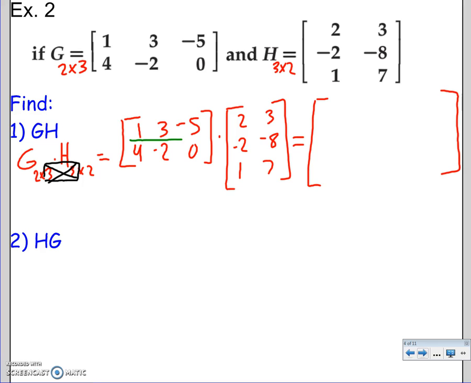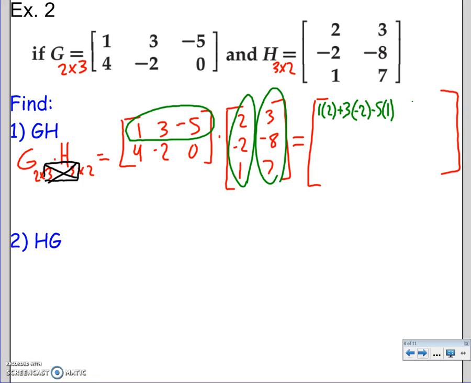So the first row of G times the first column of H. So 1 times 2 plus, let's pause at 3, times negative 2. And that's the negative, so minus 5 times 1. So 1 times 2, 3 times negative 2, negative 5 times 1. Now I do the next column. That's going to be 1 times 3 plus 3 times negative 8 plus, and I'm out of space, so let me do this. Can I shrink this?